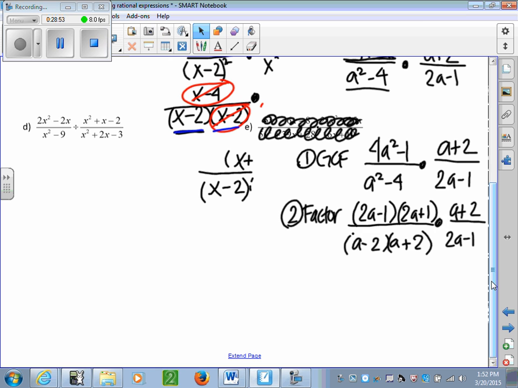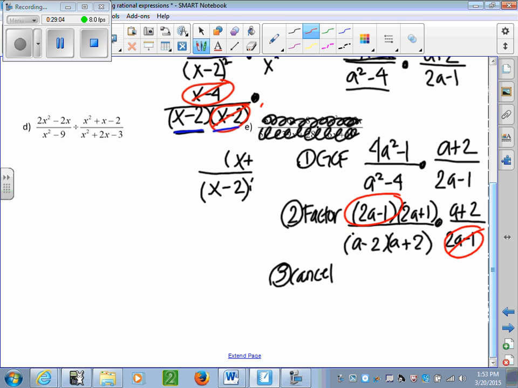Let's see our next step. For those of you that like steps, we'll do this last one. I'll do all the steps for it. We're going to cancel out whatever we can cancel out. So we have a 2a minus 1 here and a 2a minus 1 here, so I'm going to cancel those. And I have an a plus 2 here and an a plus 2 here, so I'm going to cancel them. And that's it. So what I'm left with is a 2a plus 1 in the numerator over an a minus 2. And so that's fully simplified there.